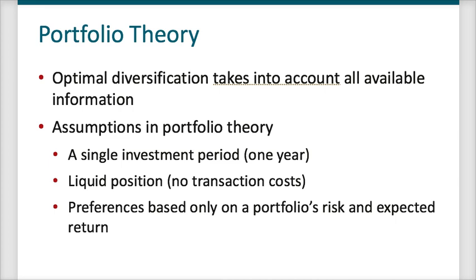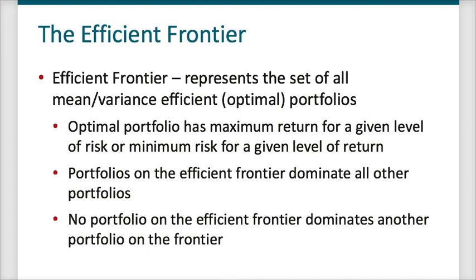So in portfolio theory, a big part of that is thinking about optimal diversification, which is going to take into account all available information that you can assemble. The assumptions in portfolio theory are a single investment period, which we consider to be 1 year; liquid positions with no transaction costs, meaning that like stocks, you can buy and sell them pretty easily. We're not talking about real estate here, buying a house or selling a house. And preferences based on the portfolio's risks in relationship to the expected returns.